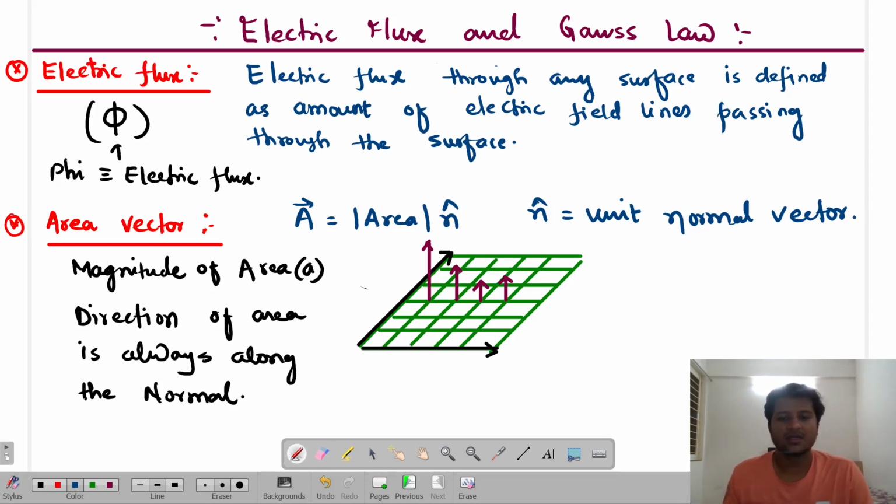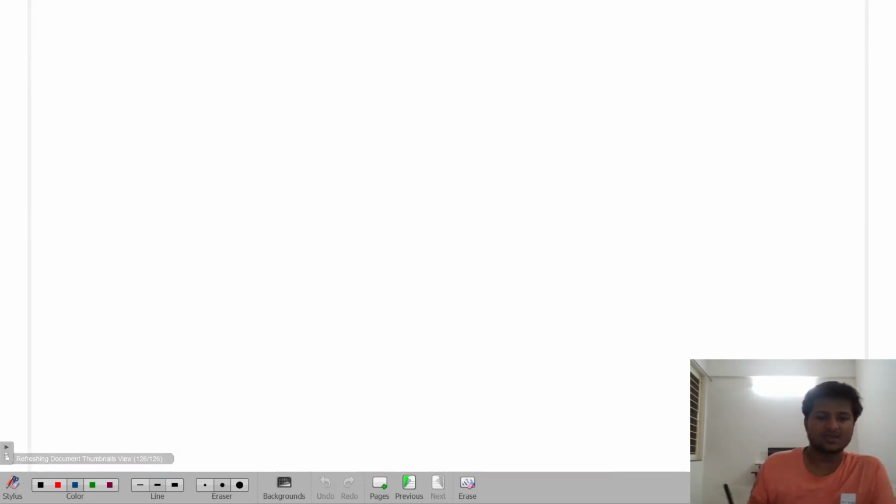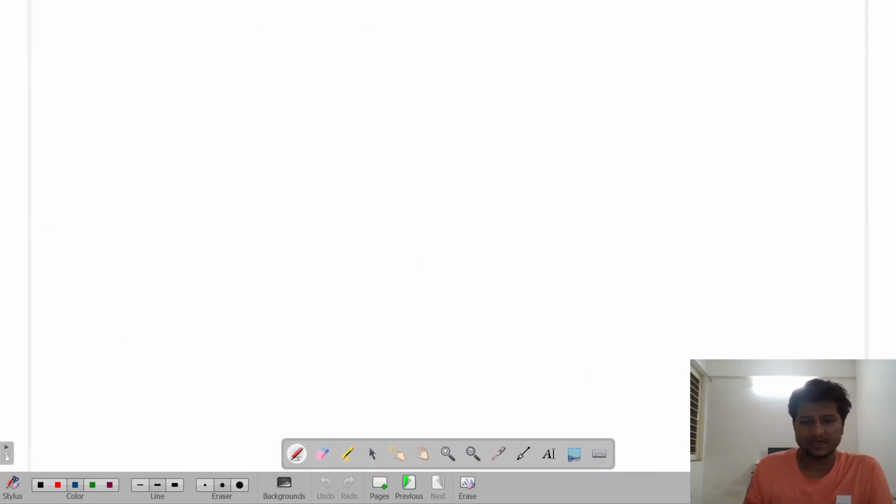So always n cap, the normal vector of that area, will represent my area direction. Is that clear? And that's how we make area a vector quantity. Which kind of quantity? Vector quantity. Now the question arises: does it only stay that way, or does it have different bases? The answer is yes, it has a different basis. There are two kinds of area vector.